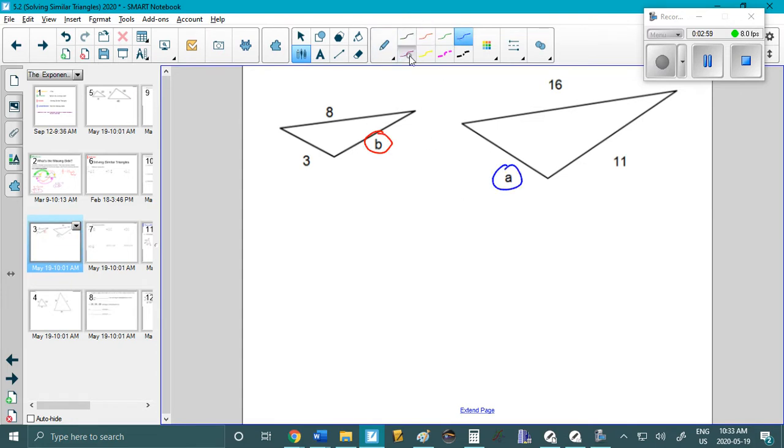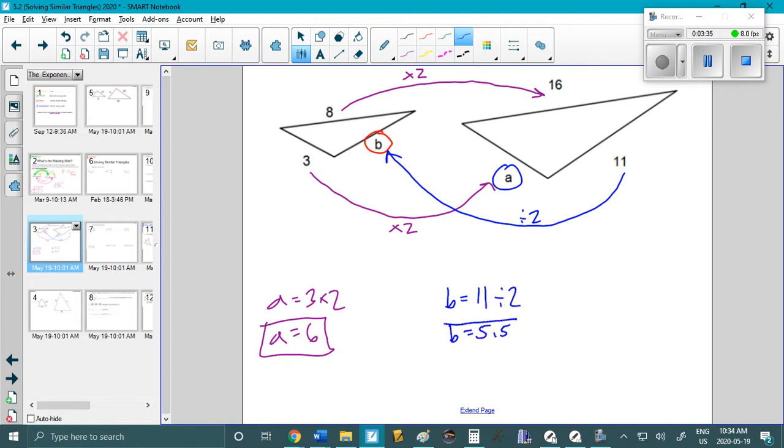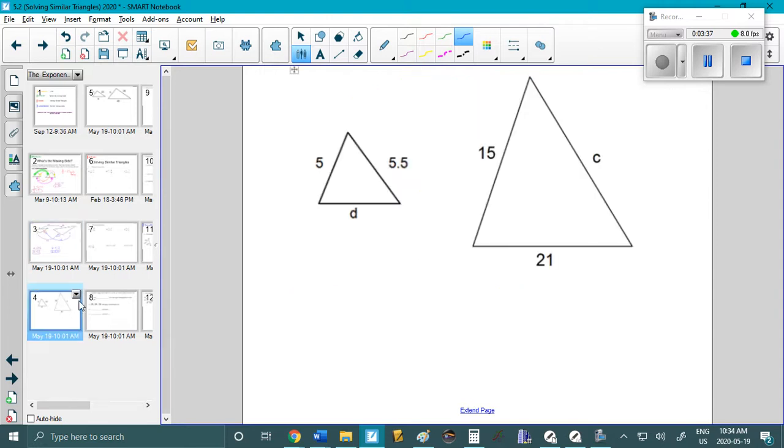Okay, hopefully you paused it and tried it. So first, I don't even need a calculator for this one. I know that to get from 8 to 16, I multiply by 2. So that means to get from 3 to A, I multiply by 2. And so A is 3 times 2, and A equals 6. Now the other one is a bit trickier because we're going the other way. And so if we're going the other way, we divide by 2. So B equals 11 divided by 2, and B equals 5.5. It's just that easy.